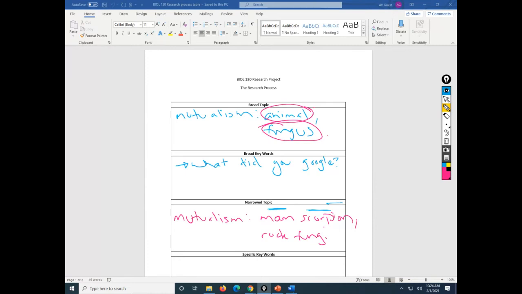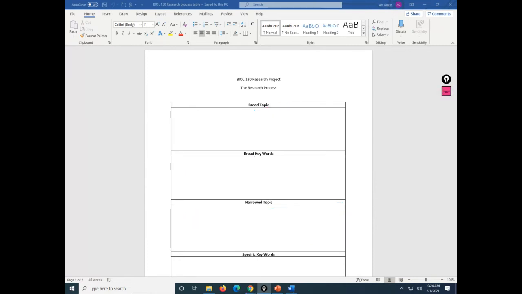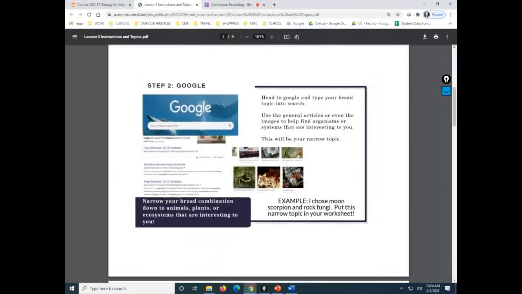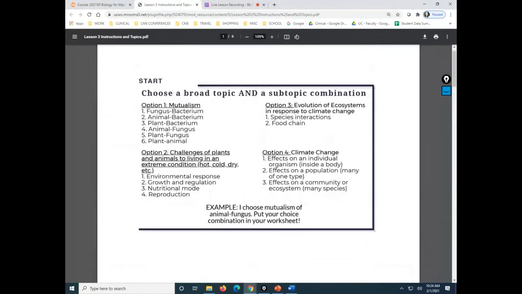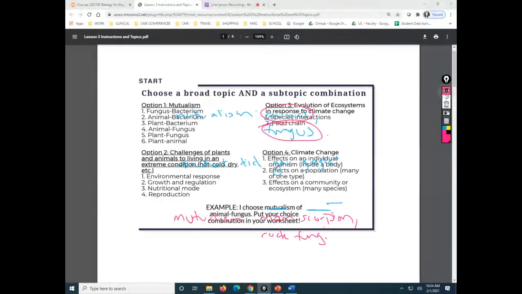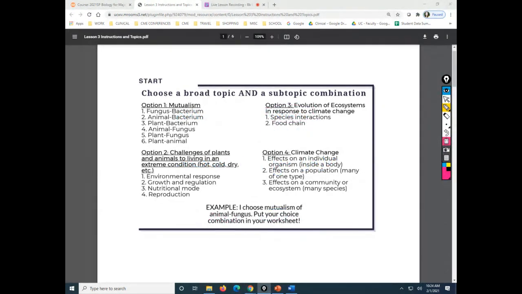So if we go back, and look at this, okay, any of these, those need to be narrowed, right? What would my animal, what would my bacteria be? What would my plant, what would my fungus be? Everybody see that?